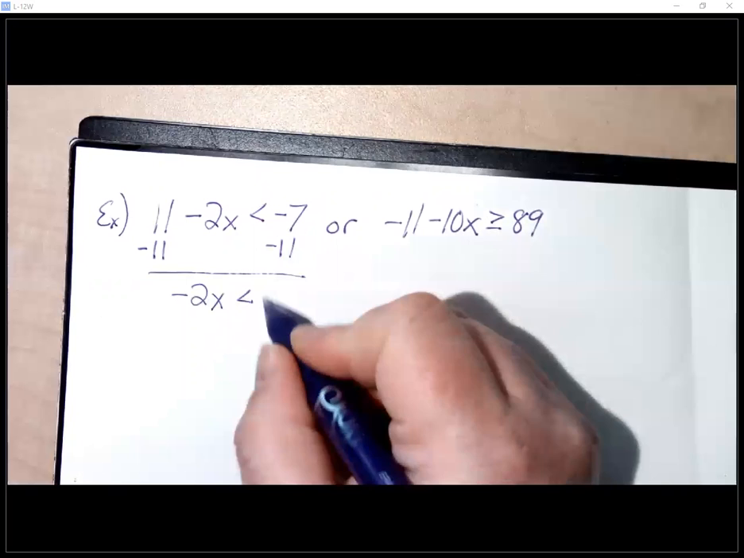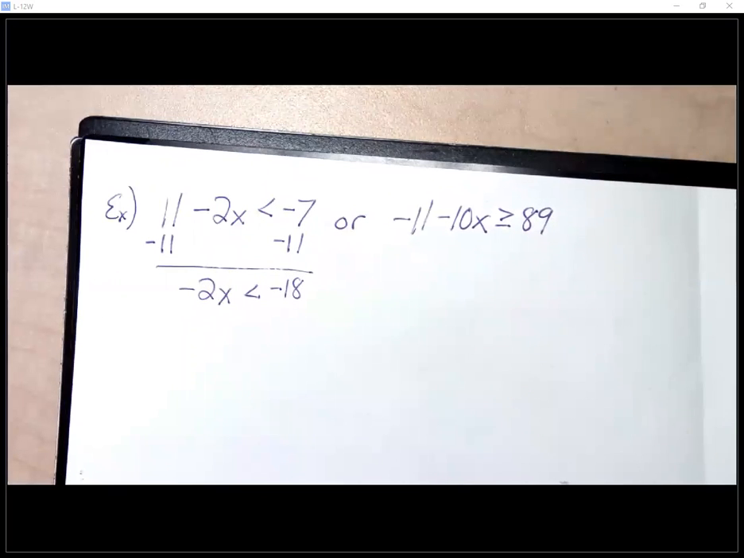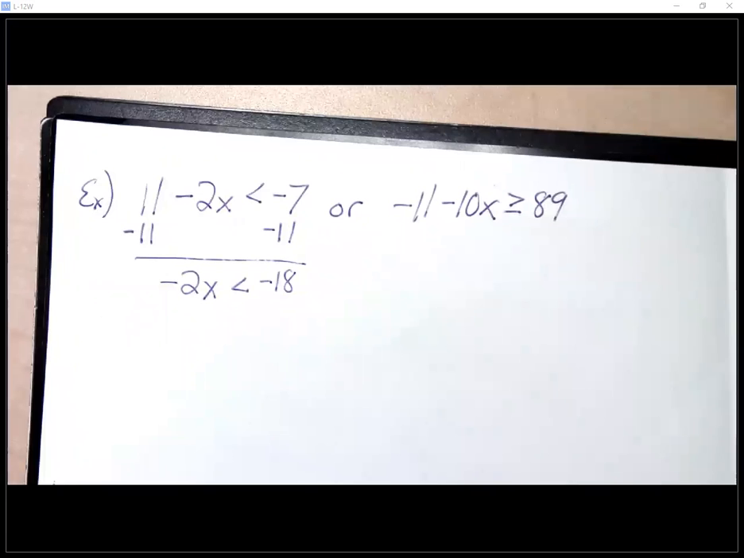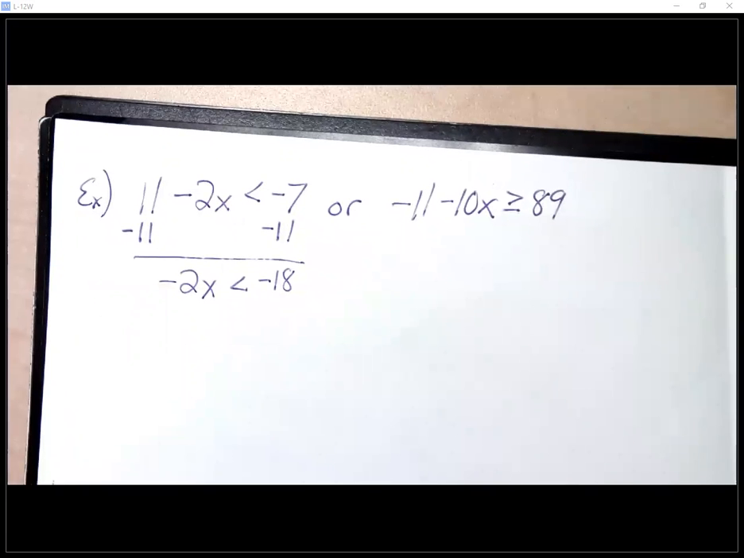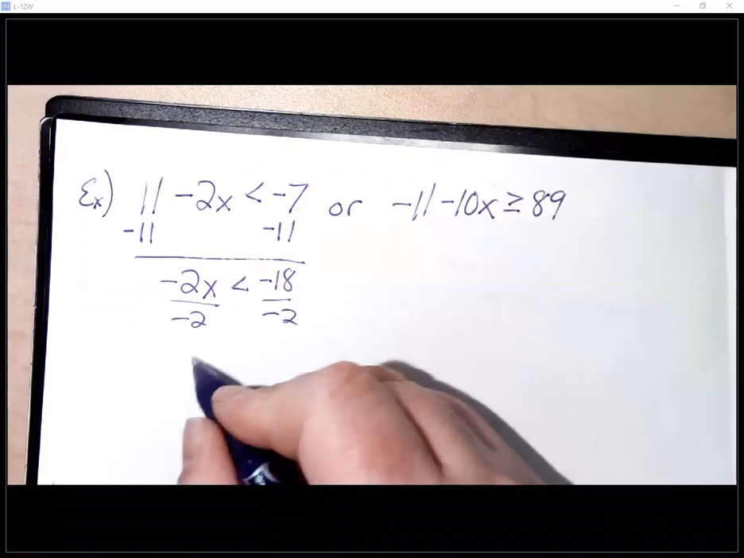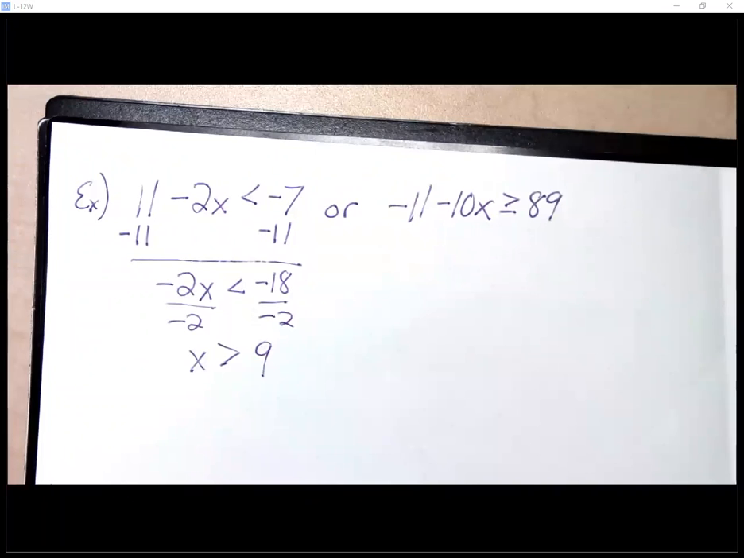What would I do now? Exactly. I'm going to divide both sides by a -2. And when I do that, what happens? I got to flip that sign right over because I just divided by a negative number on both sides. So that one's done. Okay, great.